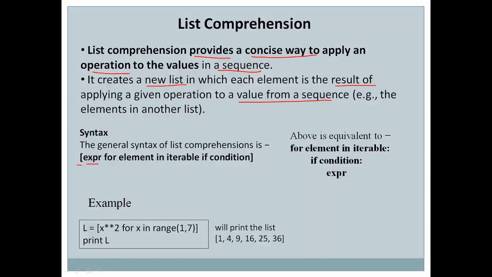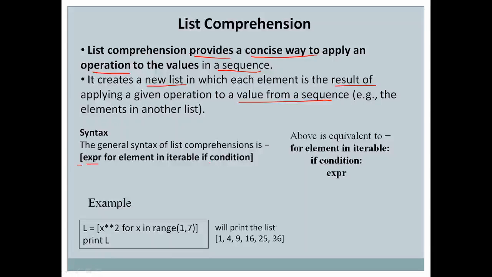So for, it is the for statement or looping statement which simply repeats for the number of elements in the iterable. So iterable, it is a sequence of values, and inside that loop we have if condition, and based on the condition it generates an element.